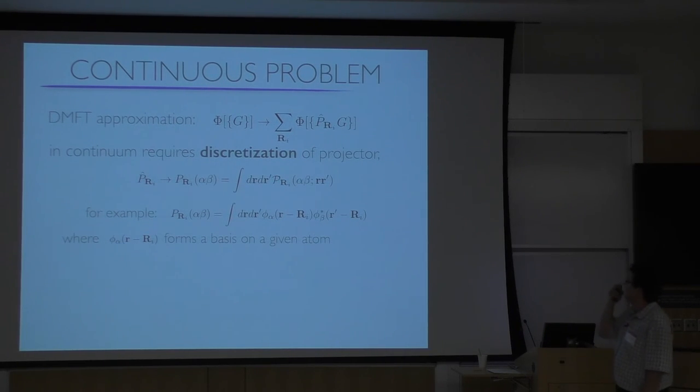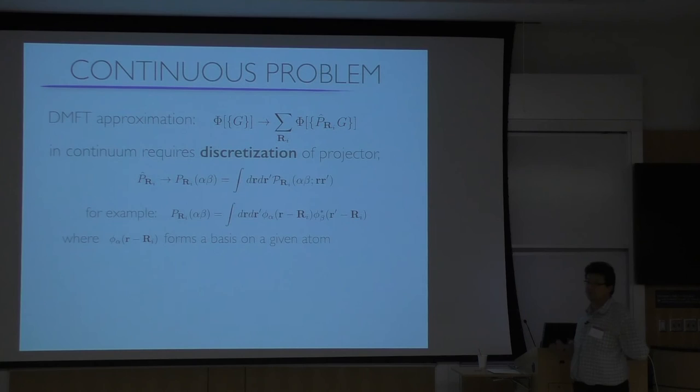In the continuous problem, I said before we need to define this projector. Without the projector, there is no DMFT. Why? Because what does local mean? That's the problem. It's a local approximation, but for which local object? So you need to define what your local object is. But once you define this projector for the Green's function, all the math goes through. We know exactly what DMFT is.